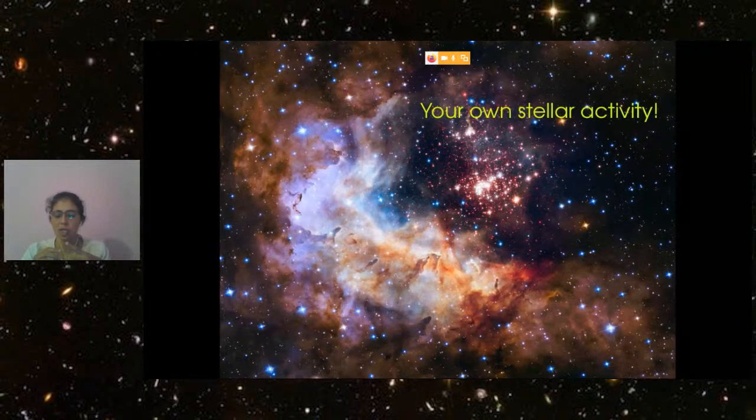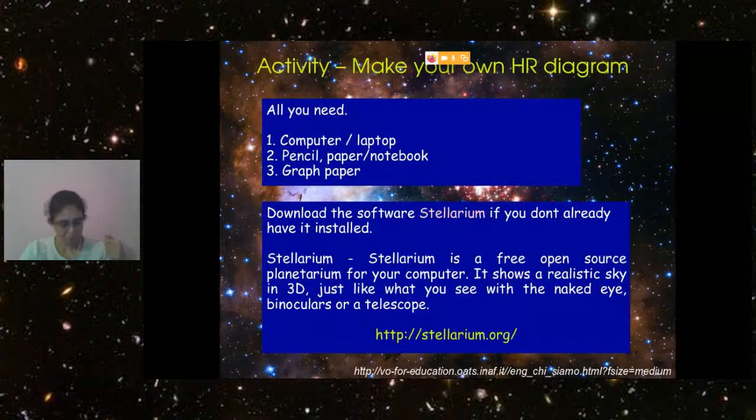So suppose you take a number of stars and you are able to get their effective temperature and luminosity, then you should be able to plot it, right? And then see whether the stars indeed fall in the groups like what I have shown you. So this is the HR diagram you can make using not too many resources.